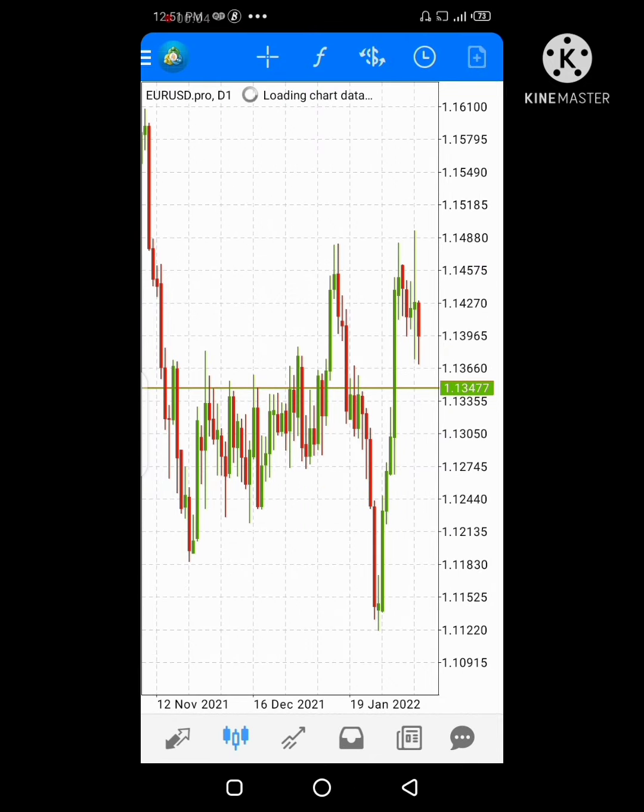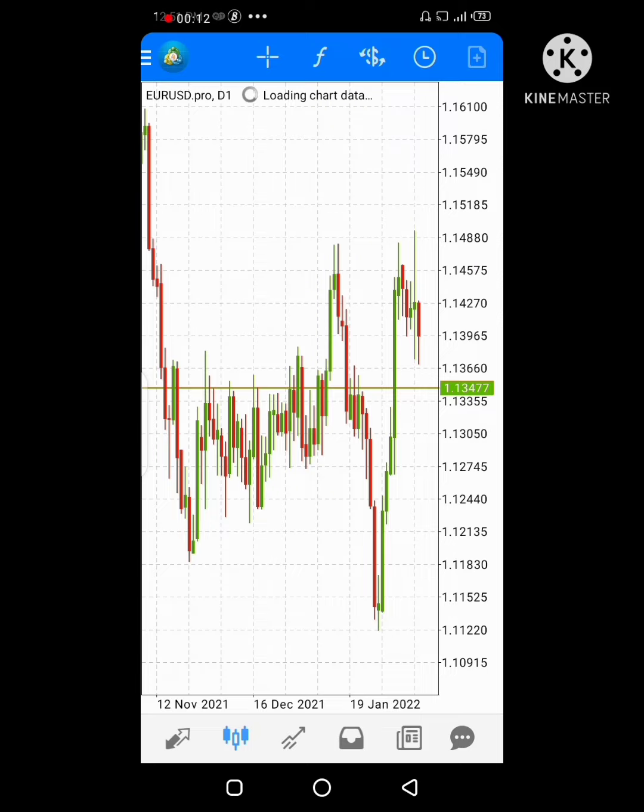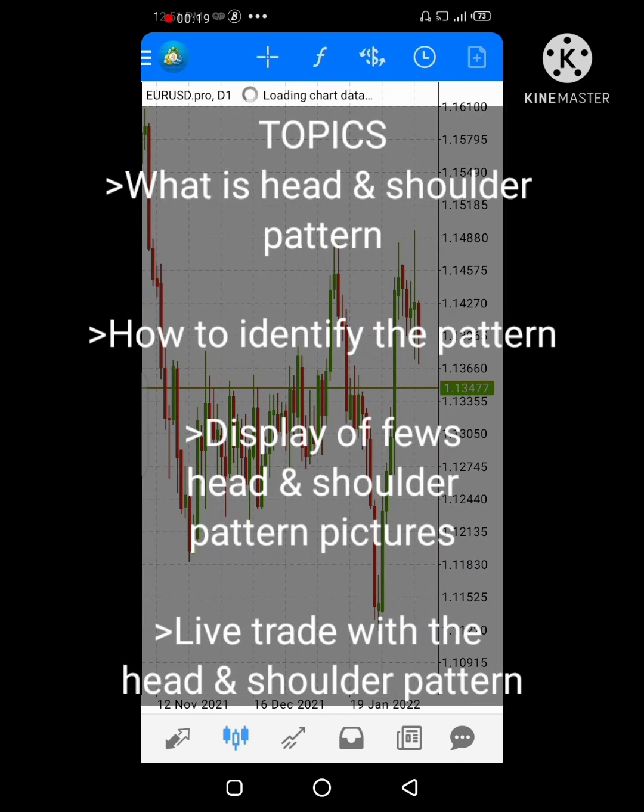Good day, traders. So in this tutorial I'm going to be talking about head and shoulder pattern. For understanding purpose, I'll split the topic into 4 parts. The first, I'm going to talk briefly about head and shoulder pattern. What is it used for?